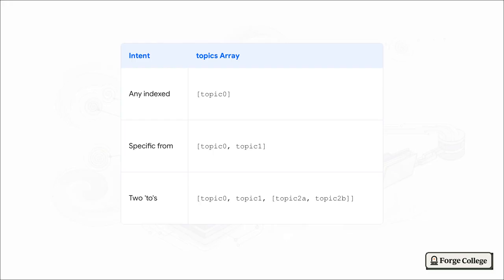And check this out. If you want to search by the to address in topic 2, but you couldn't care less about the from address in topic 1, you must put a null in the topic 1 slot to maintain the structural order. It essentially tells the node, hey, skip parameter 1 and match either of these items for parameter 2. It is an incredibly powerful trick.